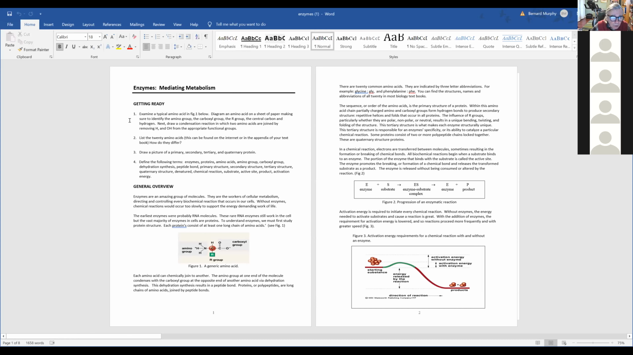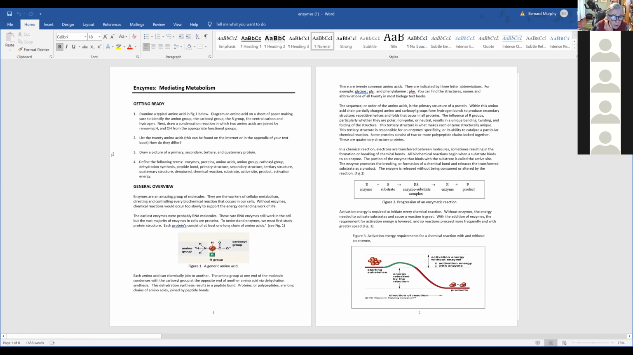So like getting ready number one, diagram an amino acid. We don't do that. We already went over amino acids. Condensation reaction is the same as the dehydration reaction. We put them together. List the 20 amino acids. No, you don't have to list 20 amino acids. How do they differ? Remember, by the R group. They all have different R groups.